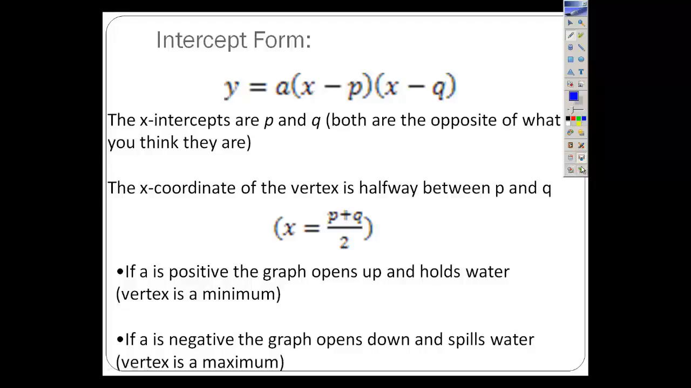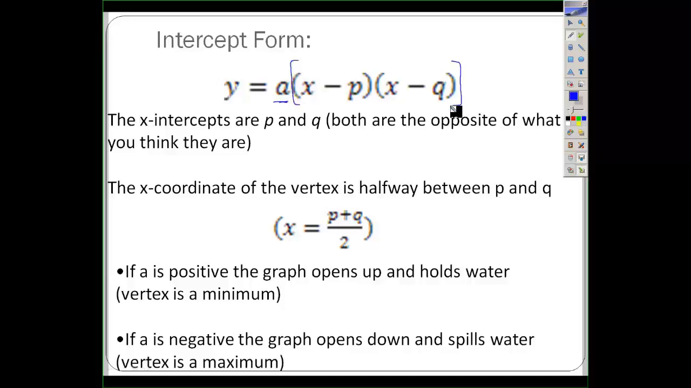Okay, in intercept form, it looks something like this. It looks like y equals a, and a does the same stuff as in every other form. If it's positive, it holds water. If it's negative, it doesn't hold water. That all determines your min, max, all that stuff. And actually, these are factored terms. These little groups right here, they're factored terms. So we're going to get into a little factoring before long. Before we do that, though, we're going to do a little foiling.